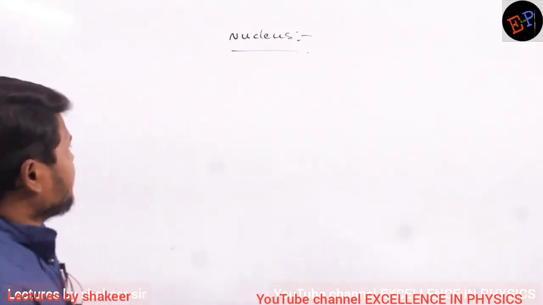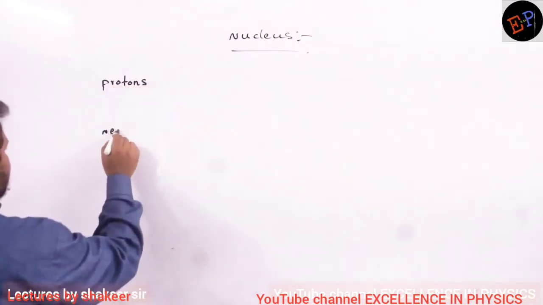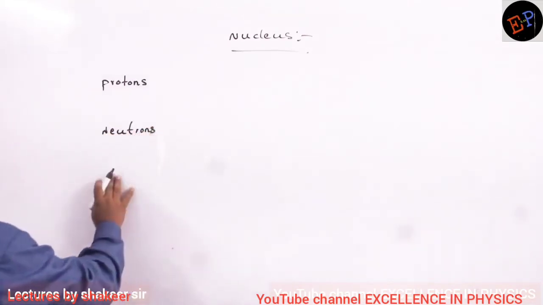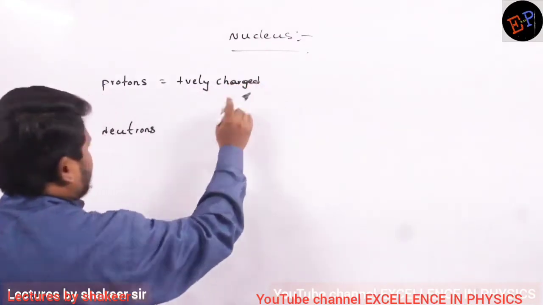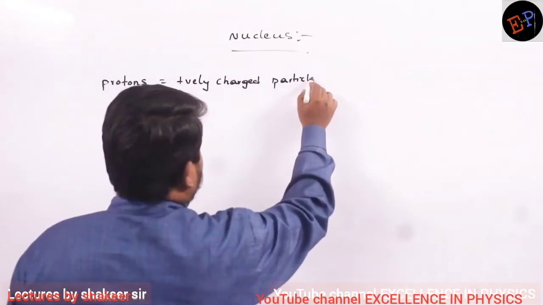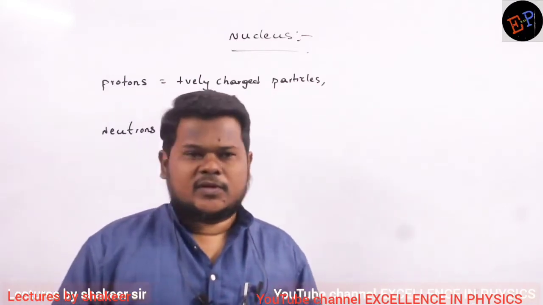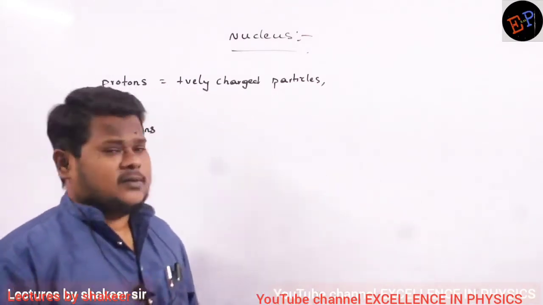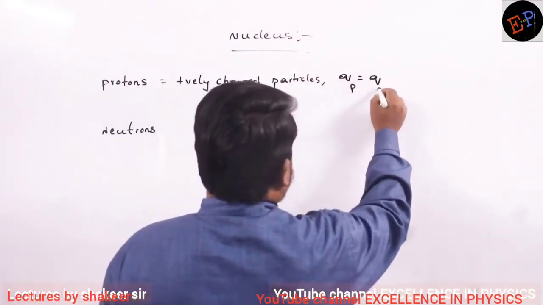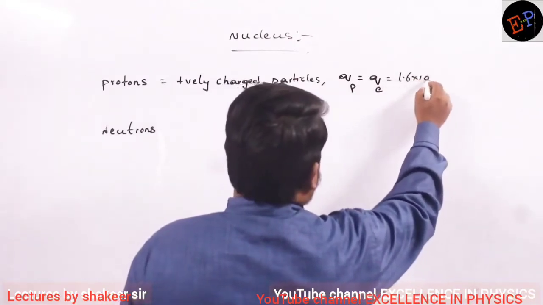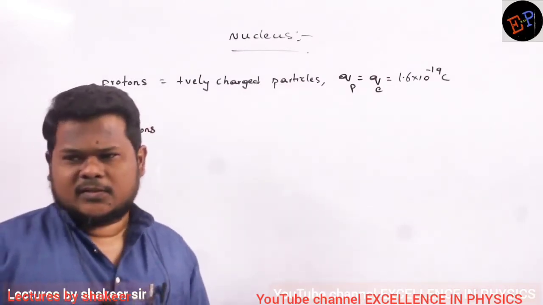So the nucleus consists of what? The nucleus consists of protons and neutrons. Protons are positively charged particles. What is the charge of a proton? Charge of proton will be how much? The charge of a proton and the charge of an electron are the same, equal to 1.6 into 10 power minus 19 coulombs. Same charge exists for an electron also.